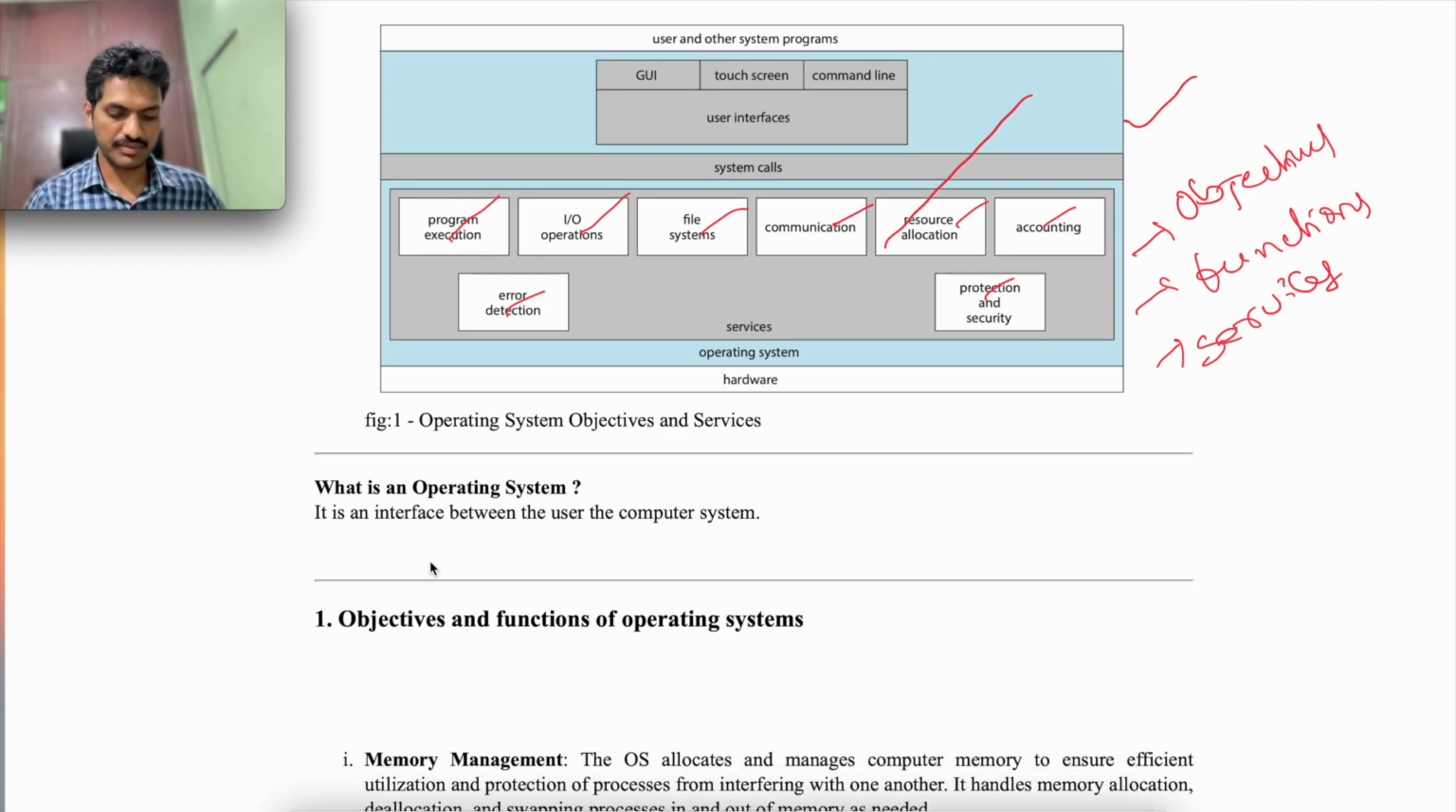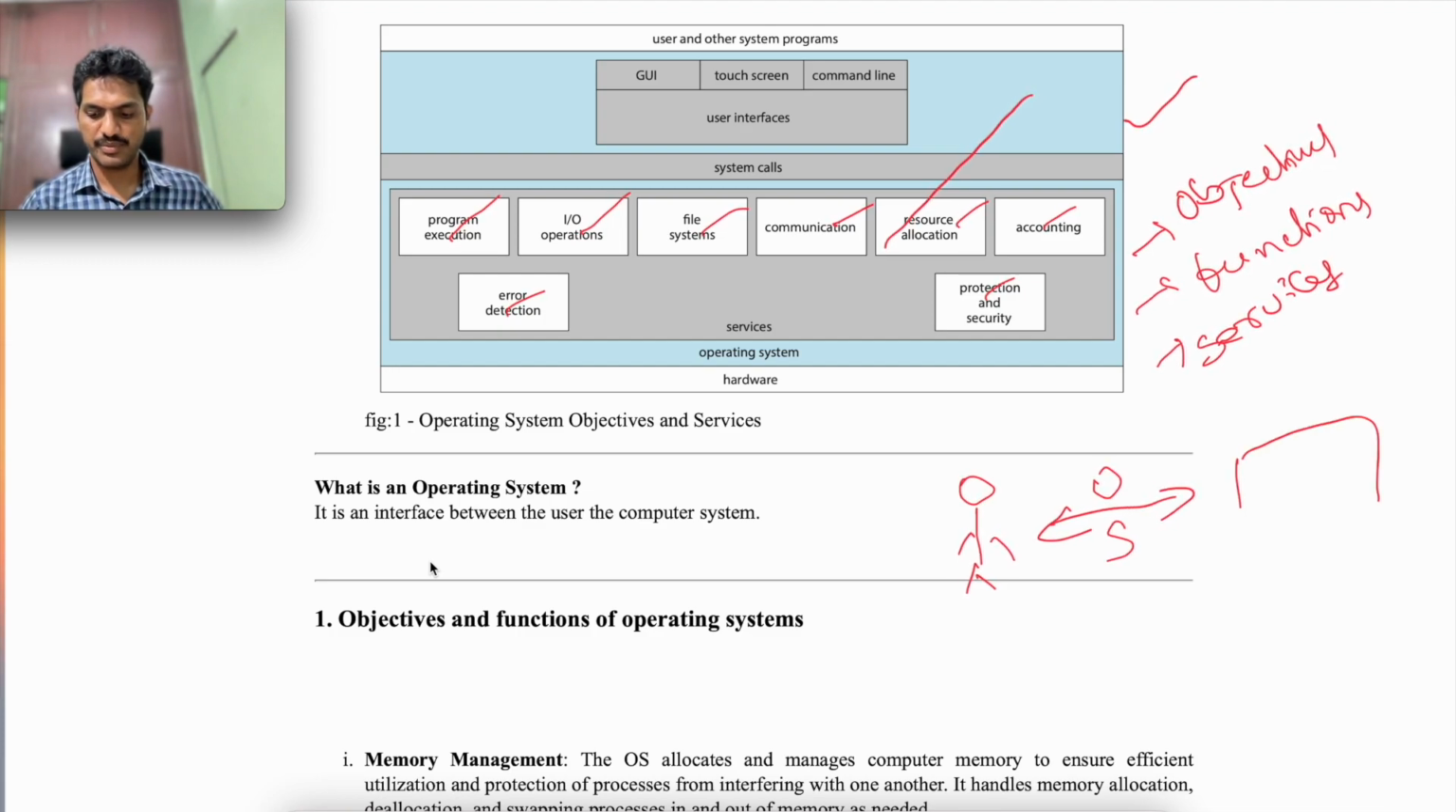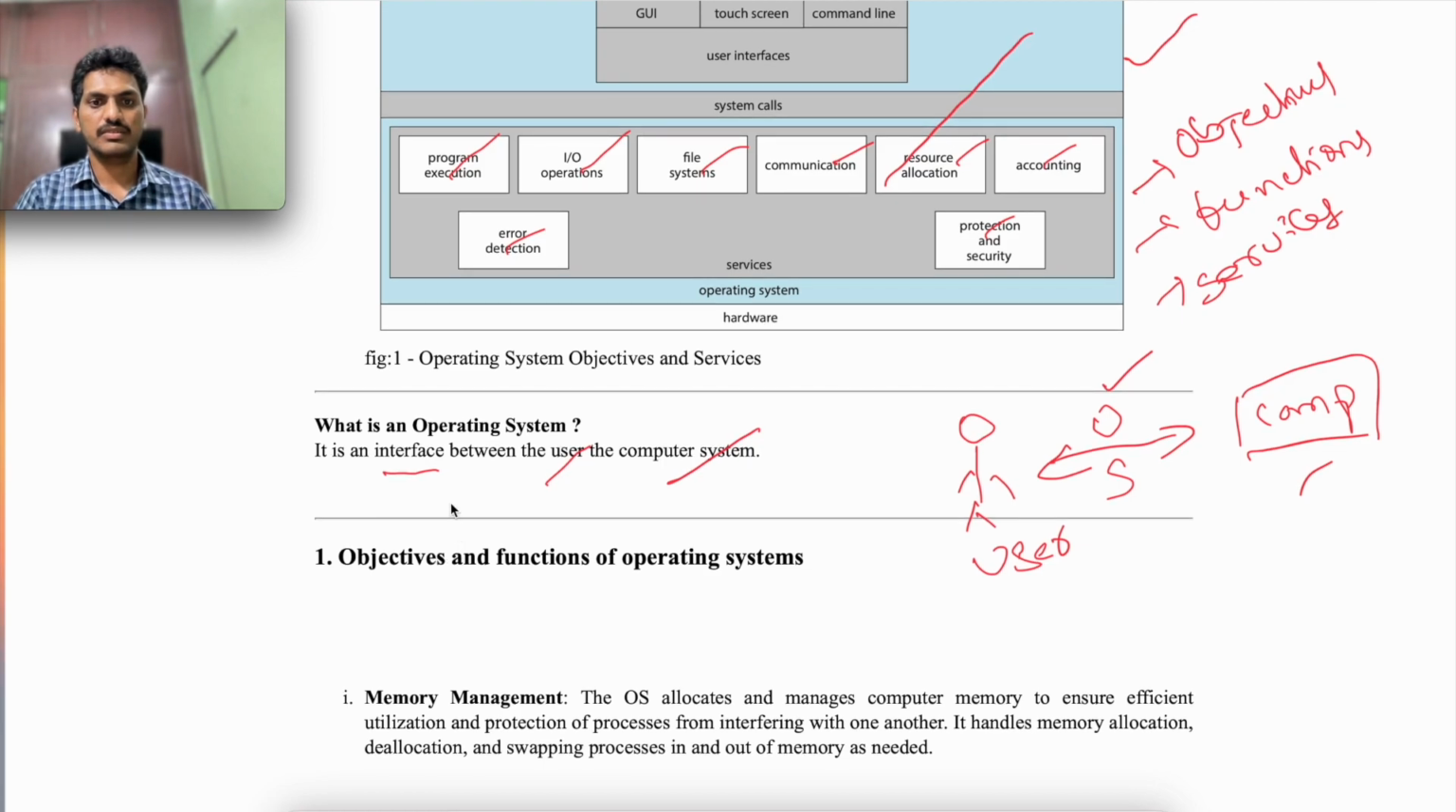What is the definition of operating system? Operating system is an interface between the user and computer. Suppose here is the user and here is the computer, the operating system stays in the middle. Interface means middle. One side user, another side computer, the middle is the operating system. That is the meaning of interface. So you need to remember this definition.